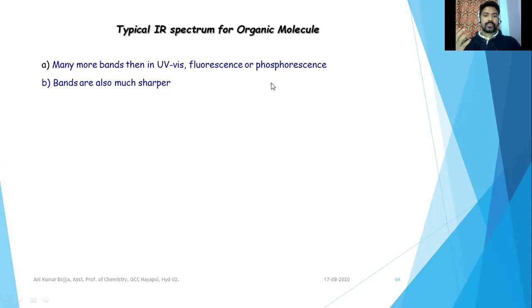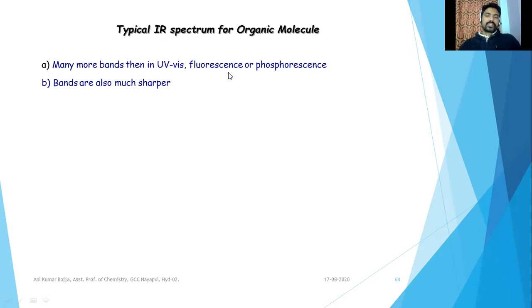Therefore, the energy difference between rotational and vibrational levels in a molecule will be less, according to classical theory, so the bandwidth, the gap present under the band, will be narrower. The bandwidth will be narrow compared to the bandwidth of a signal obtained in UV visible spectroscopy. So in IR we get many more bands than in UV visible spectroscopy, fluorescence or phosphorescence.